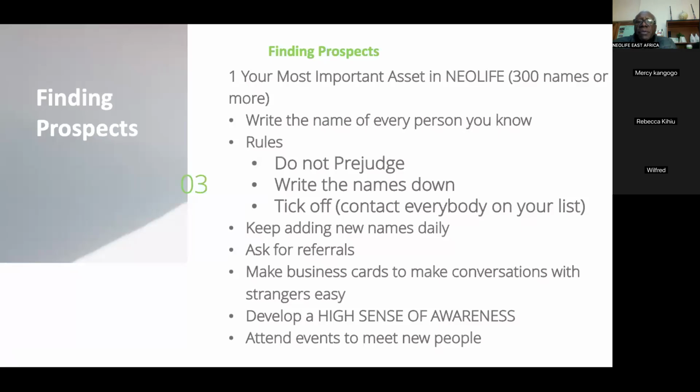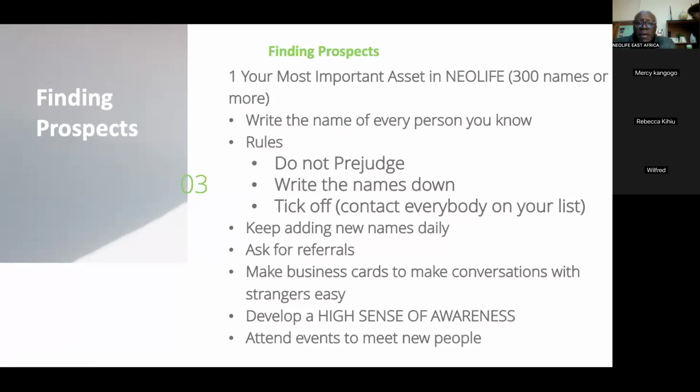I would suggest the following. Write the names of every person that you know. A few rules: do not prejudge, write the names down and tick them off. That means contact everybody on your list. The reason why you don't need to prejudge is you don't know what is in the heart, on the mind of somebody. You don't know if somebody has been praying for a long time for a business opportunity like this one. So do not prejudge when you're writing the list.